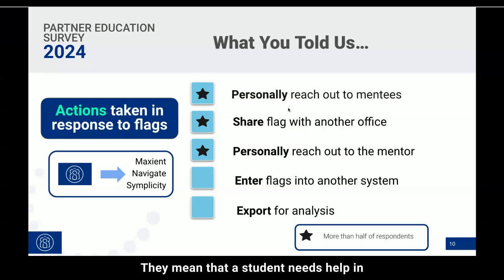They mean that a student needs help in some area, either critically or fairly immediately. And that's what most of the campuses who are using flags are doing. It's also common to see other campuses sharing with other offices. Catherine gave some examples. I'm going to give some more examples, but there are tons of offices as part of that student success network on your campus that could benefit or be more effective if they have this peer-driven information.